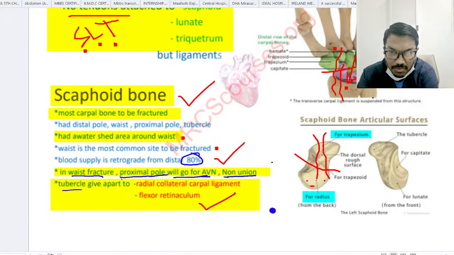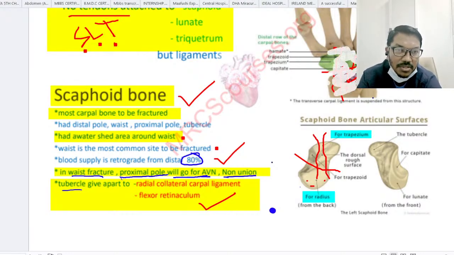Apart from the radial collateral, the tubercle gives no need. From here, you need to remember if there is a scaphoid fracture. Suppose this is the radial side, for the radius. This is the radial part. This is the scaphoid bone. Here you can see.